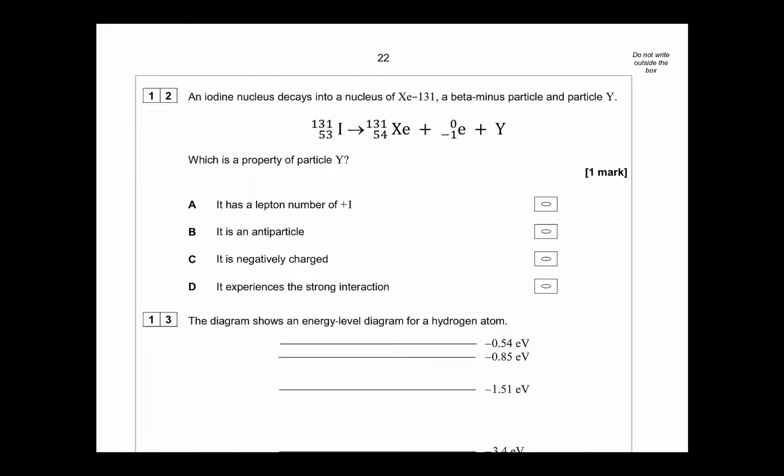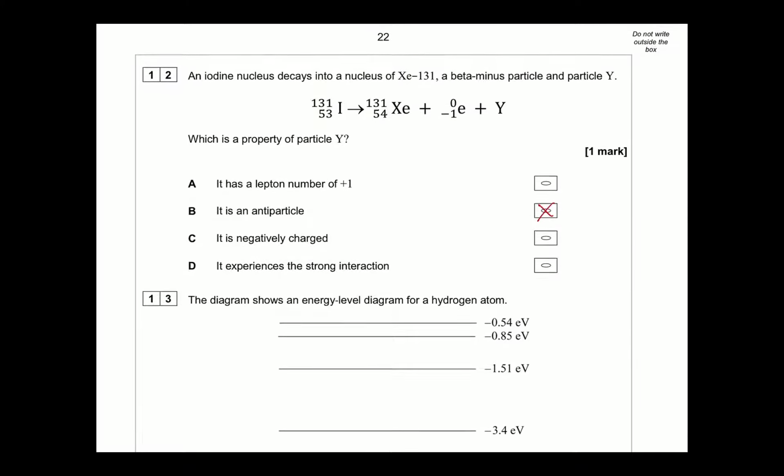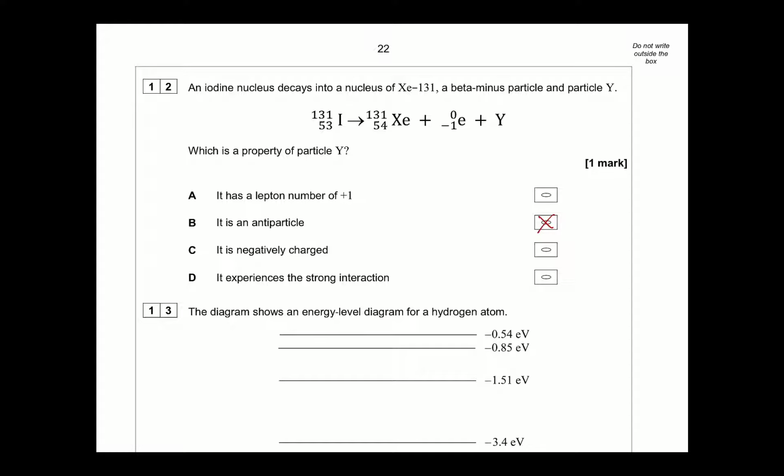Okay, so an iodine nucleus decays into xenon 131, a beta minus particle and particle Y. Well, that is an anti-electron neutrino, so it is an antiparticle. So electron produced must mean anti-electron neutrino produced. If it was an anti-electron, you'd have an electron neutrino produced.